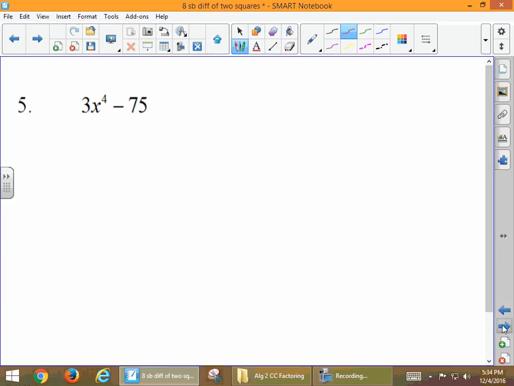Again, when we look at this, we need to watch out. Do we have an overall GCF? And we have an overall GCF. It's 3. 3x to the 4th divided by 3 is x to the 4th. 75 divided by 3 is 25. Is this problem a subtraction problem? Yes. That means that we can factor it some more.